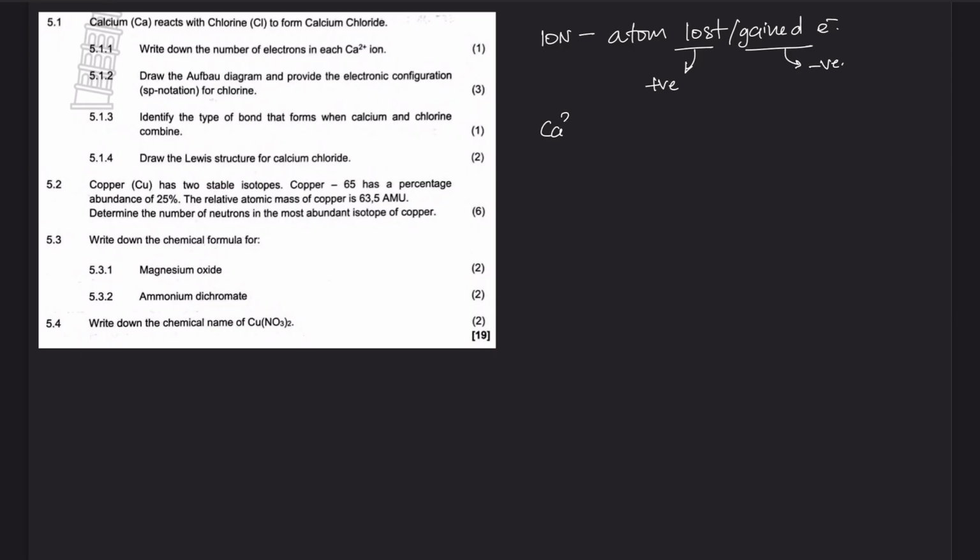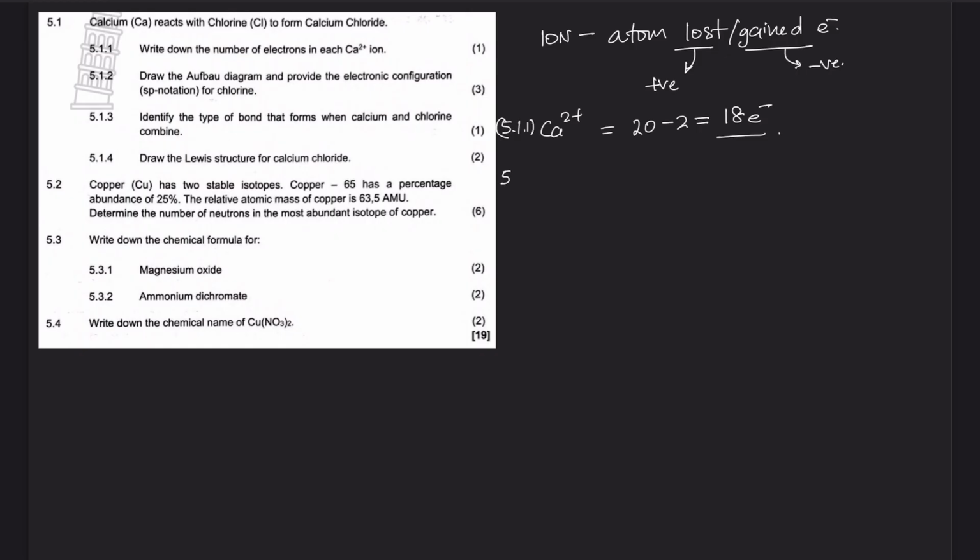So Ca2+ tells us that it is a calcium atom that has lost 2 electrons. So calcium has 20 electrons minus the 2 that were lost. That means it's going to have 18 electrons left. So that's 5.1.1.